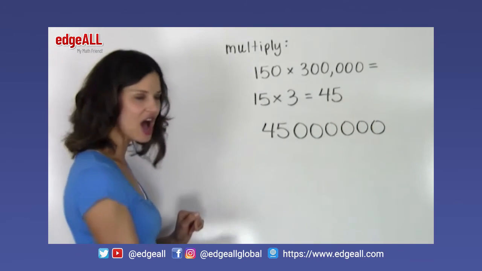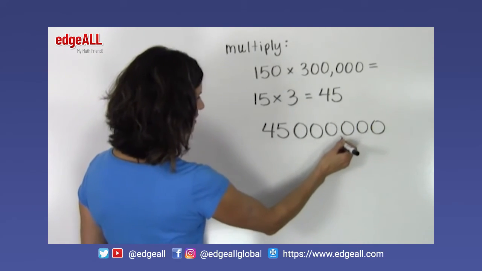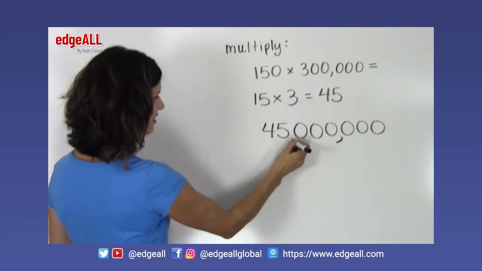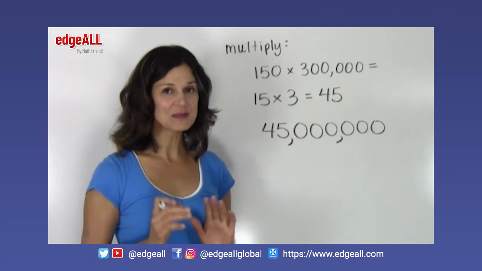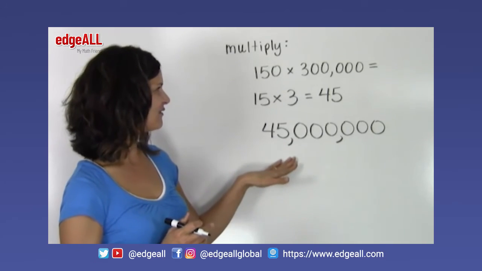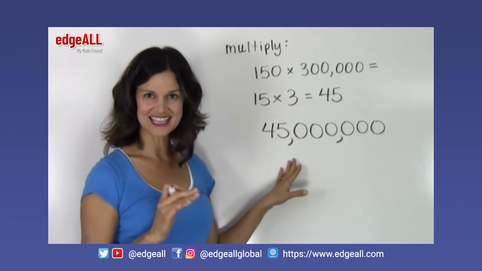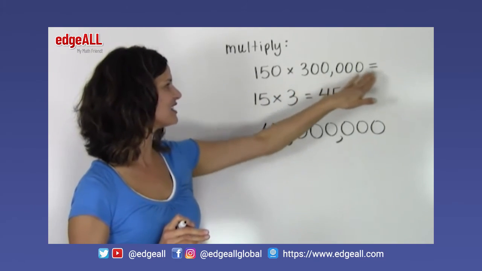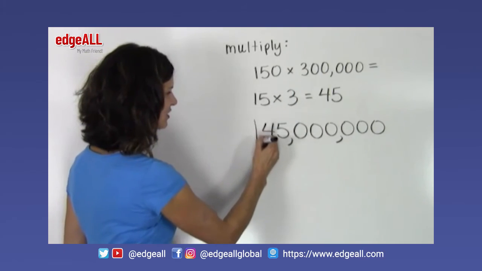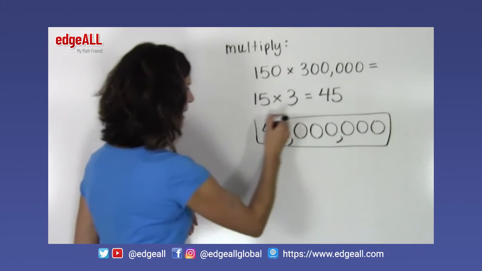And I want to add my commas in, so I move 3 over here and add a comma, 3 over here and add a comma. And I can see that I've simply calculated a very difficult problem by using this trick. And 150 times 300,000 is equal to 45 million.